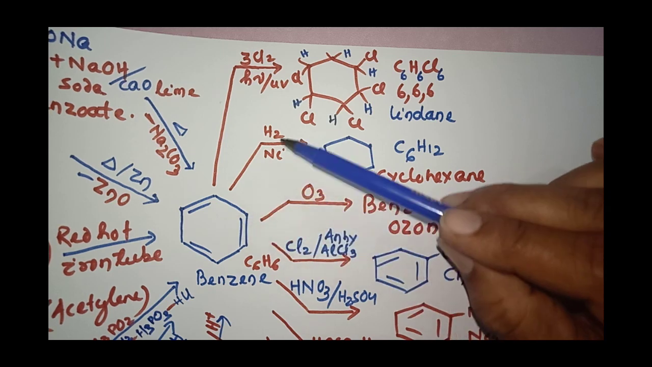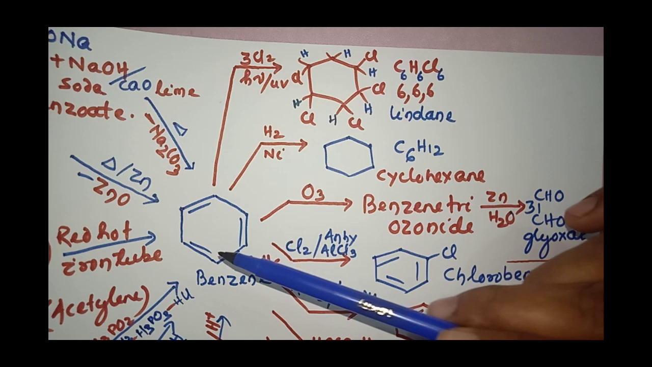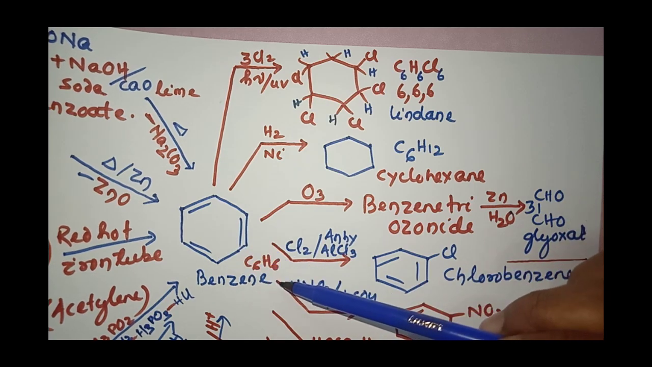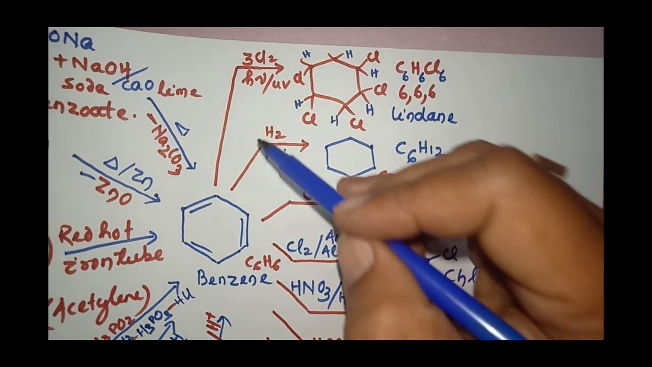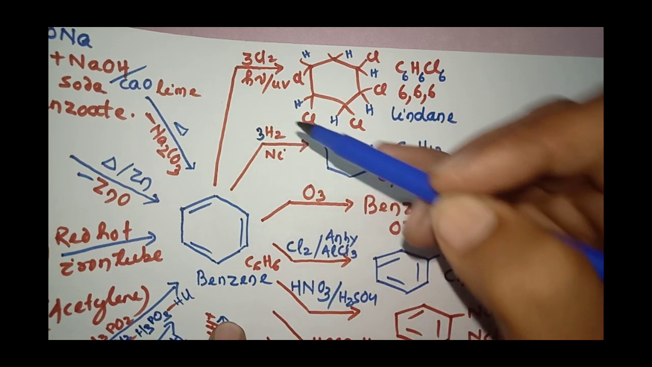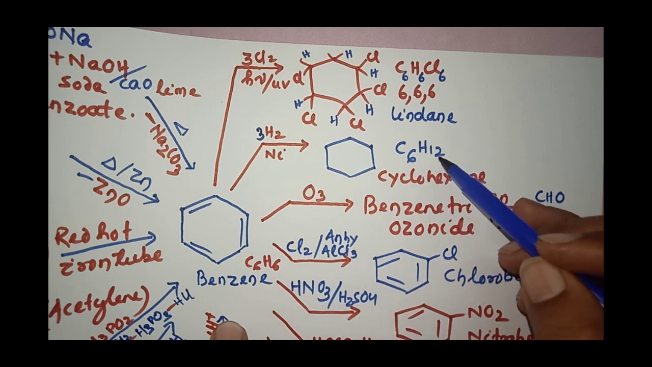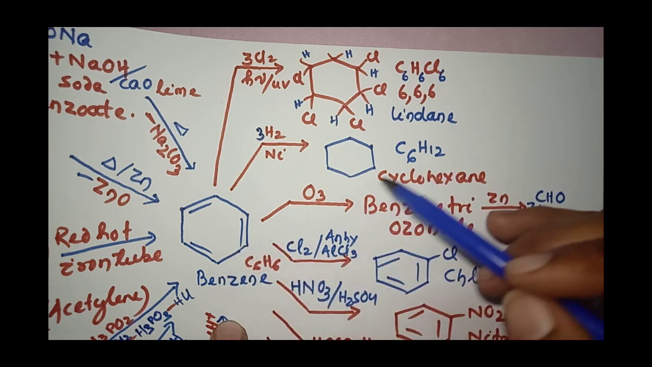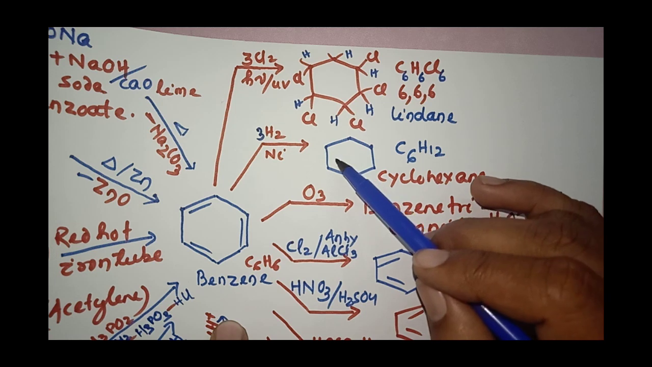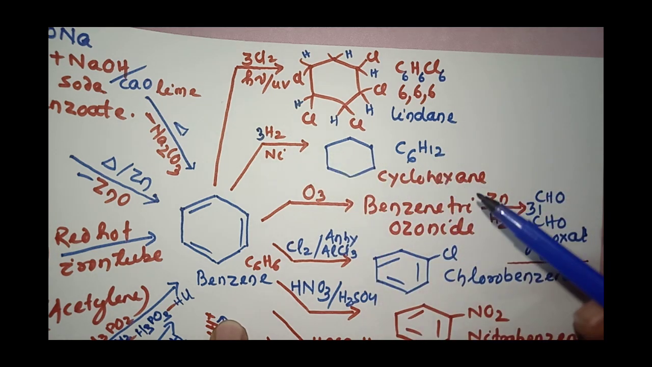When benzene is heated with hydrogen and nickel, cyclohexane is produced. Molecular formula of benzene is C6H6, 3H2 means 6 hydrogen atoms. 6 hydrogen atoms plus 6 hydrogen atoms becomes C6H12. This is C6H6, this is C6H12, and there is no double bond. This is an addition reaction and the compound is known as cyclohexane.